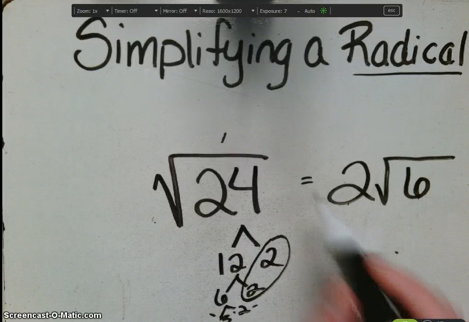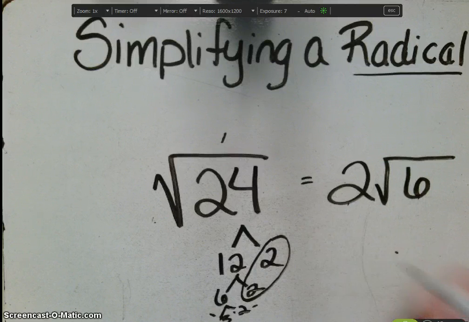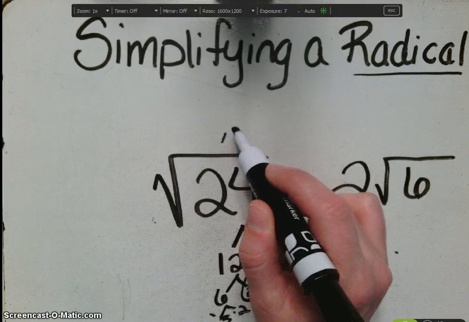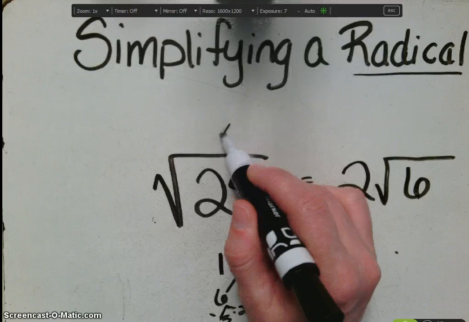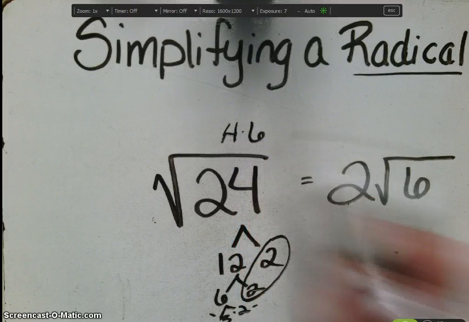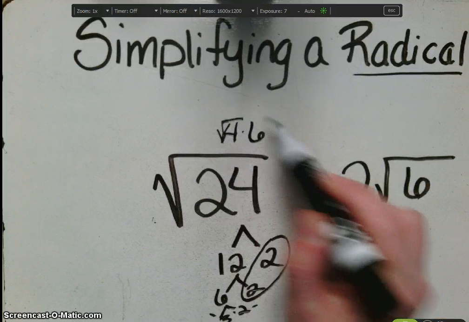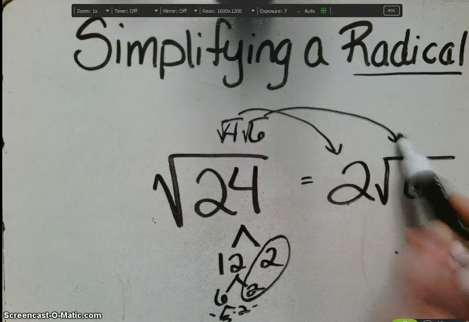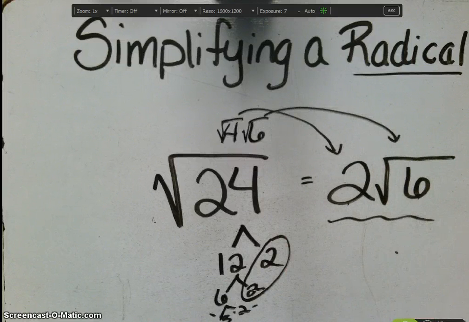And if you can recognize the perfect squares right away by looking at the number, you don't have to break down all the way to all the prime numbers. You could just say, oh, I know 24 is 4 times 6. 4 is a perfect square. The square root of 4 is 2, and I've got the radical 6 left over. And you read this answer like that, 2 radical 6. So radical 24 simplifies to 2 radical 6.